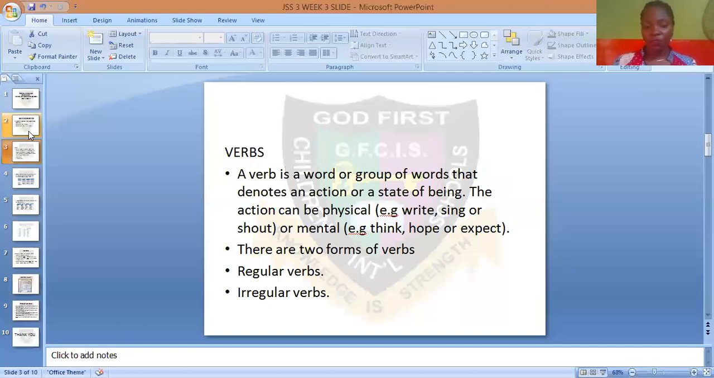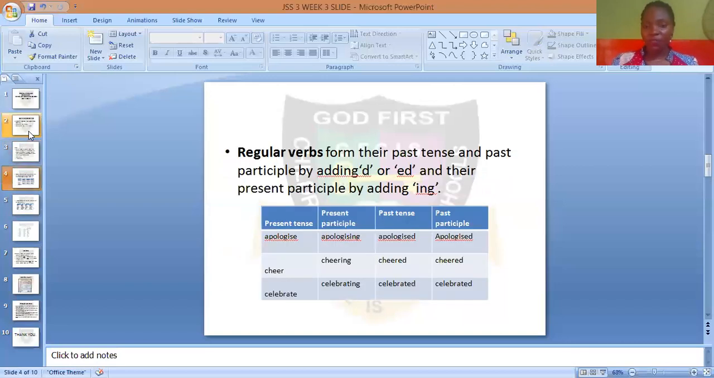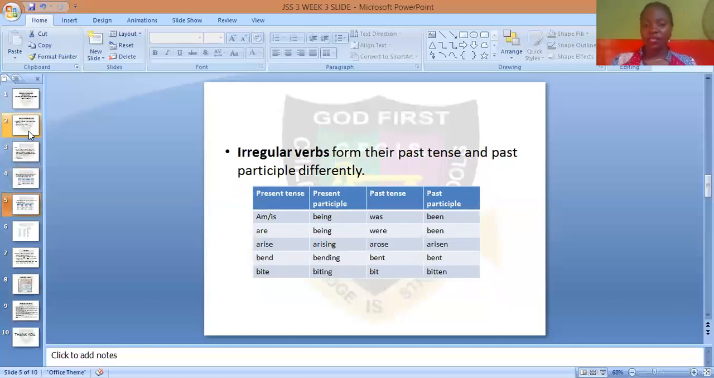I said there are two forms of verbs, regular verbs and irregular verbs. Regular verbs form their past tense and past participle by adding d or ed, and the present participle by adding ing. Present tense, apologize; present participle, apologizing; past tense, apologized; past participle, apologized. Cheer, cheering, cheered, cheered. Celebrate, celebrating, celebrated, celebrated. Irregular verbs form their past tense and past participle differently.